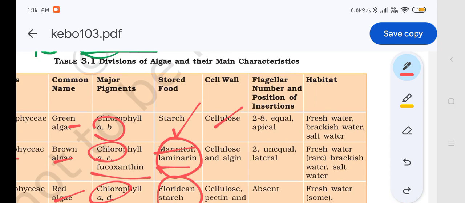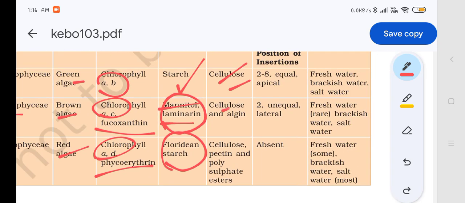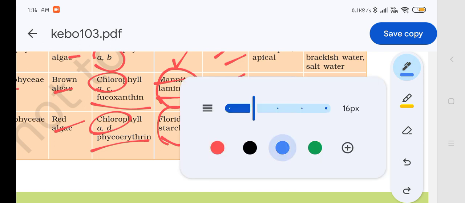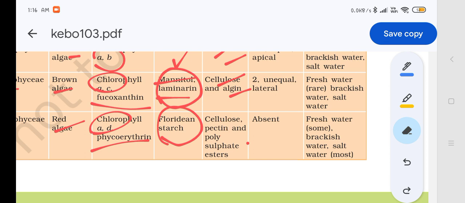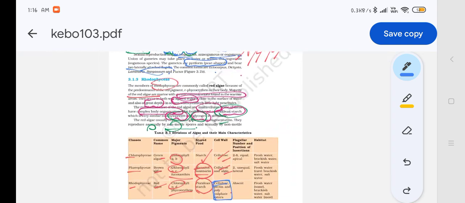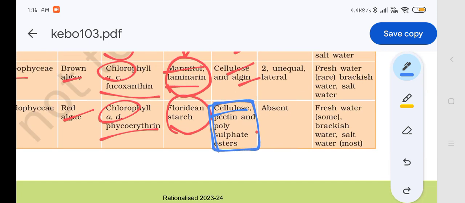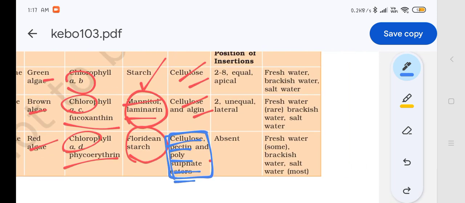Cell wall: cellulose, pectose. Cellulose inside, algin outside. Cellulose, pectin and polysulfate esters. This is something important. This is cellulose, pectin and polysulfate ester.